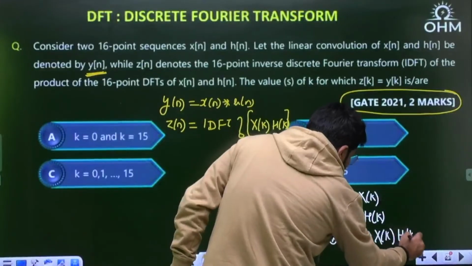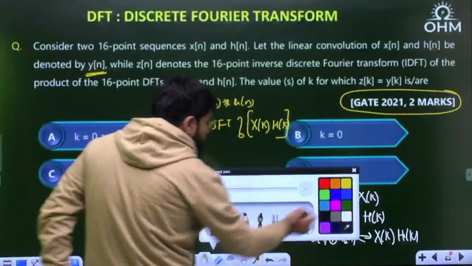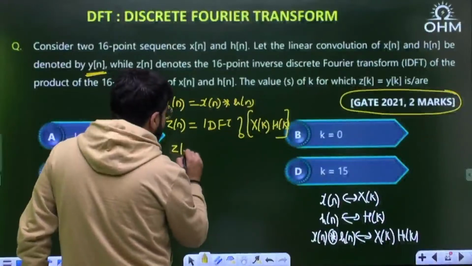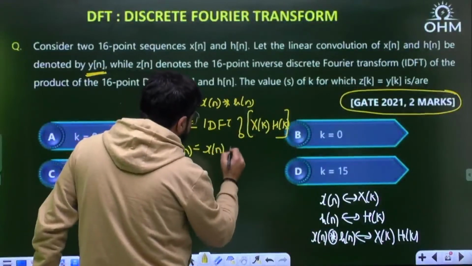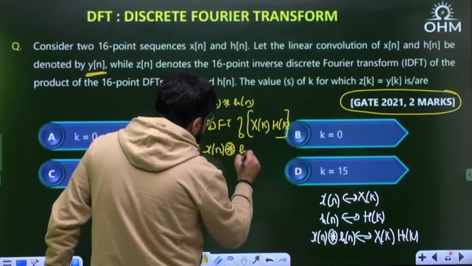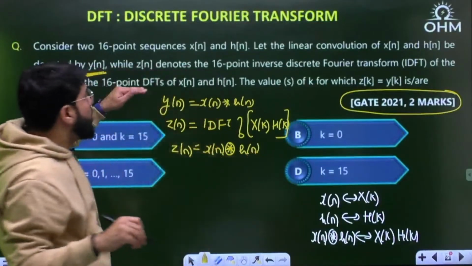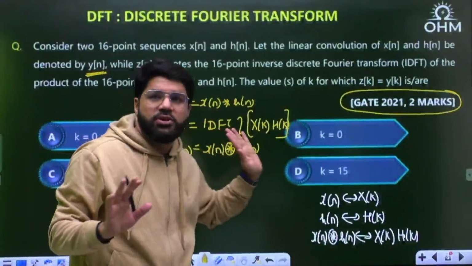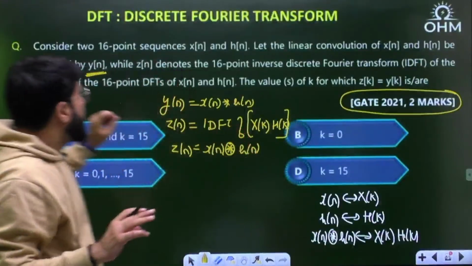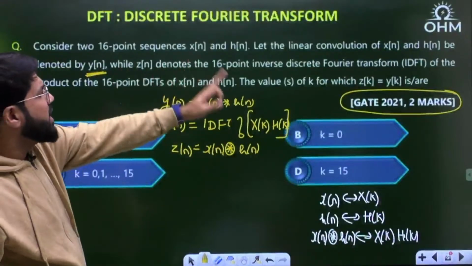So what is the IDFT of Xk, Hk? The IDFT of Xk, Hk is Xn circular convolution Hn. Clear, everybody? So see, what is Yn? Yn is the linear convolution, and Zn is the circular convolution of Xn and Hn. The values of k for which Zk equal to Yk.